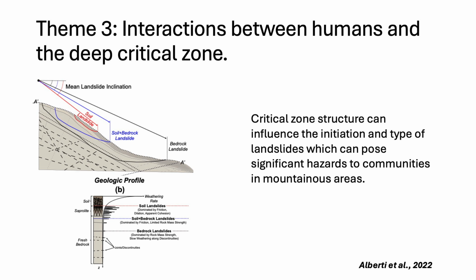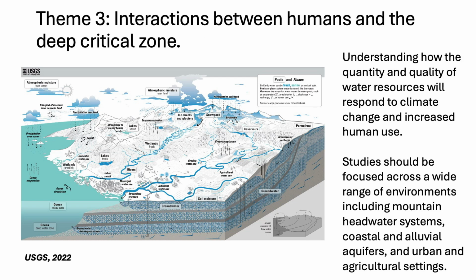So this is kind of a nice example of how understanding the critical zone is directly relevant to human populations. And then in the last example for theme 3, I just wanted to talk about the interactions between the critical zone and hydrology. So this is the USGS, new updated USGS water cycle diagram.